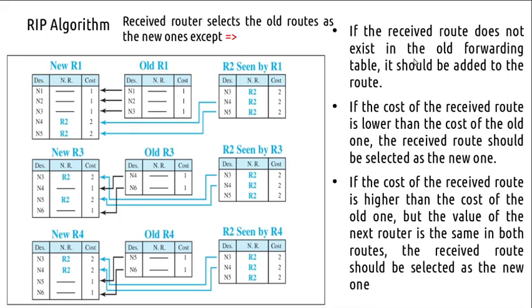So if the route doesn't exist, it will be added. If the received cost is lower than the cost of the old route, the new route will be added. The other one: if the received route has a higher cost and contains the same immediate next router.